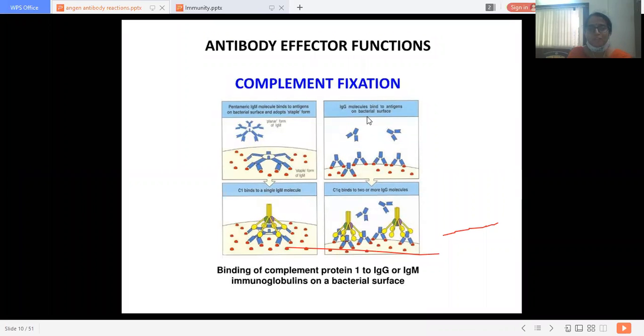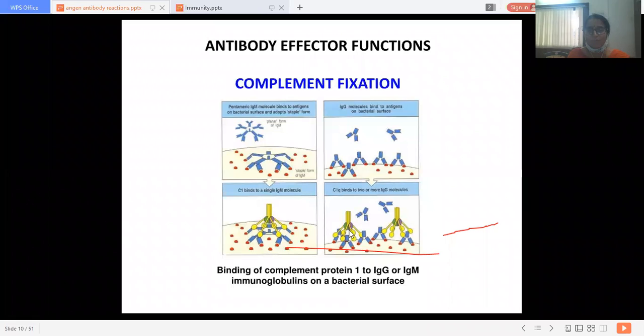Here IgG molecules bind to the antigen on the bacterial surface. C1q binds to two or more IgG molecules, whereas here it binds to a single molecule. See, this is the complement fixation reaction: binding of complement protein 1 to IgG or IgM immunoglobulin on the bacterial surface.